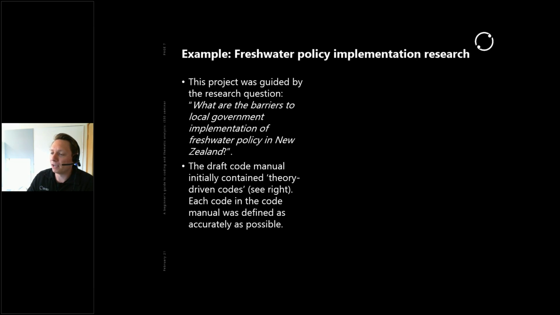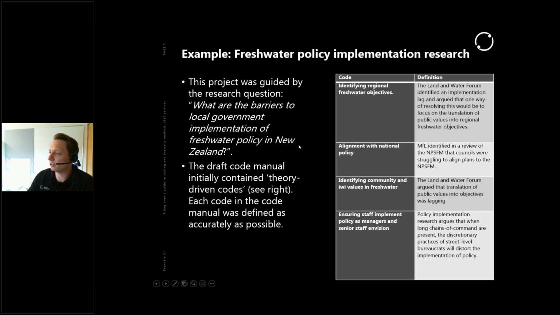So what I did was I created a draft code manual which contained a series of different sort of theory-driven codes, and each code in the code manual was defined as accurately as possible. So here on the right you have some examples. This first code, which very closely resembles a barrier which I'm anticipating might come out of the data set, is identifying regional freshwater objectives. And you can see here in the definition I say that this group here, the Land and Water Forum, have previously identified an implementation lag and argued one way of resolving this would be to focus on the translation of public values into regional freshwater objectives.